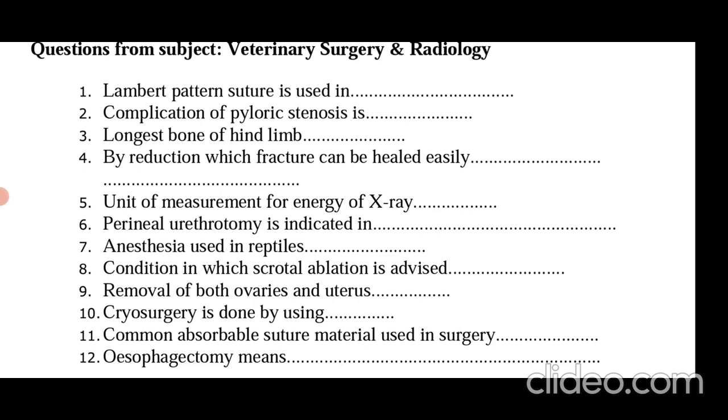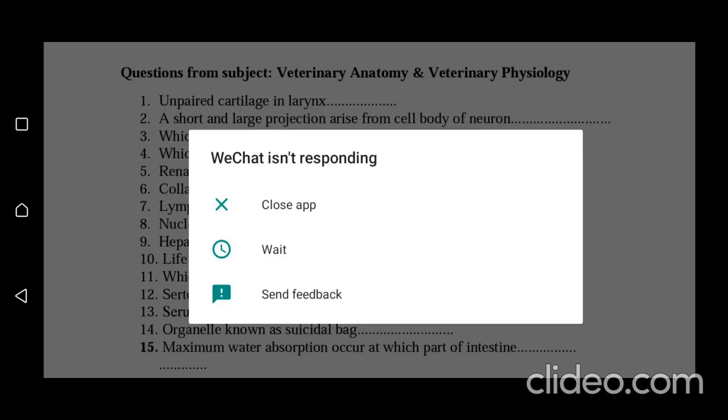Removal of both ovaries and uterus is ovariohysterectomy. Cryosurgery is done by using liquid nitrogen. Common absorbable suture material used in surgery is catgut. Esophagectomy means cutting a segment of esophagus.